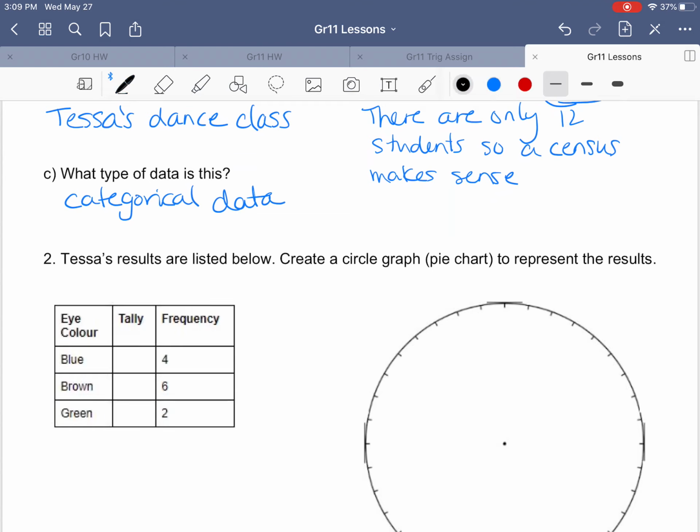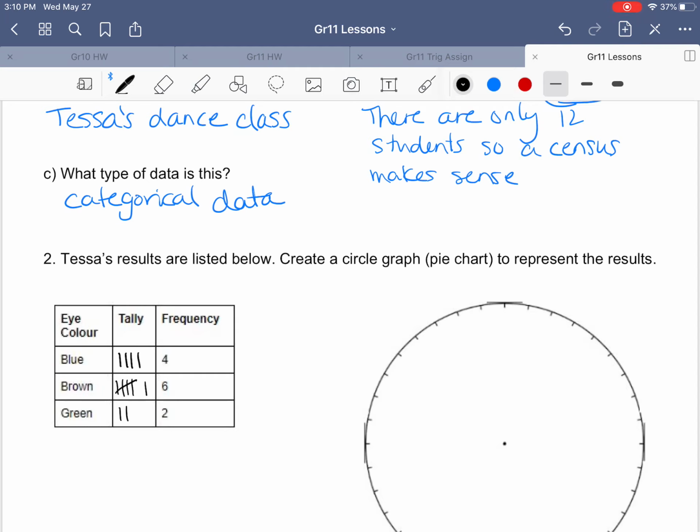So Tessa did her dance class and the results are listed below. And we're going to create a circle graph or a pie chart to represent the results. And I'm just going to quickly write in here what the tally looks like. Usually when you're counting something, you can use little lines to represent that. You don't have to, but I'm just going to add them here so we know what that word tally refers to. Now, frequency is just a count or that number for our tally, so how many times did that actually show up. So for the eye color blue, there were 4 students that had the eye color blue, there were 6 that had the eye color brown, and 2 that had the eye color green.